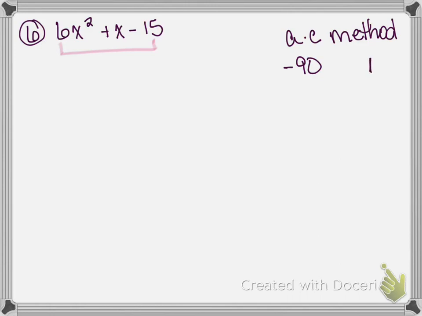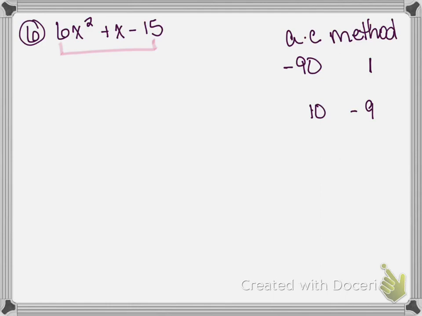So for this problem right now, we're looking for two numbers that multiplied together give you negative 90, and added together give us 1. And those two numbers are positive 10 and negative 9.